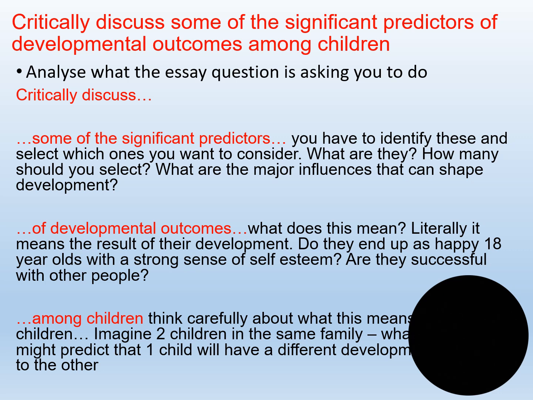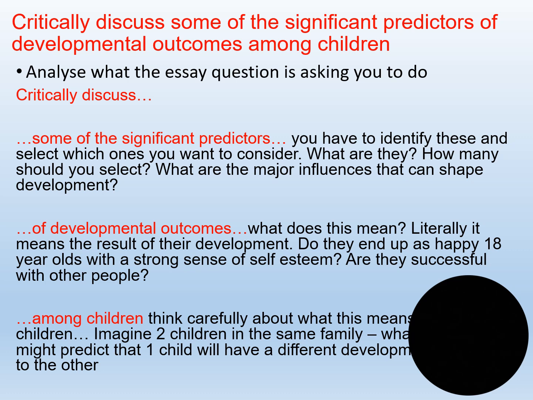How many should you select? Which ones do you want to talk about? Pick the ones that you think have the most influence on how children develop. So, of developmental outcomes, it means the result of their development. So, do children end up as happy 18-year-olds with a strong sense of self-esteem? Are they successful with other people? So that's the outcome. Or are they troubled people? Are they in trouble with the law? Are they unable to create long-lasting relationships, etc., etc.?